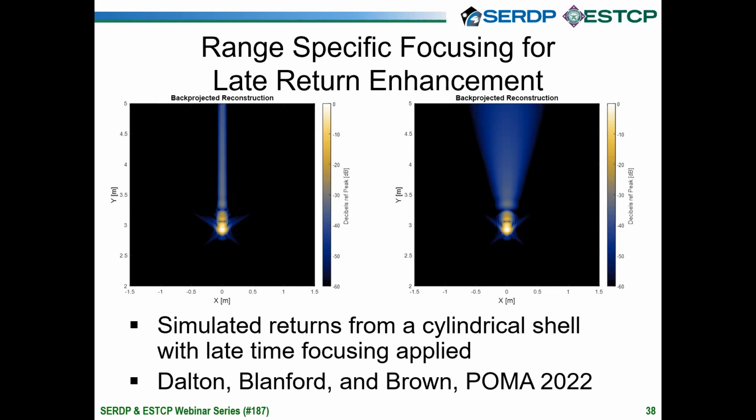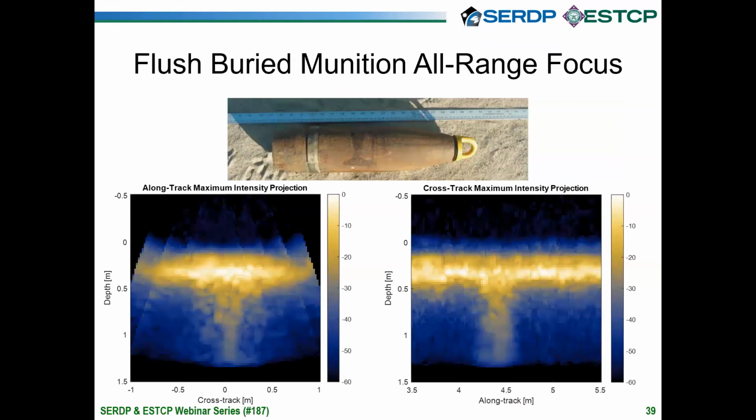So by locking into a range specific focusing algorithm for the remainder of this image, what we can see is the energy that was distributed over a wide range of pixels here has now been collapsed into a narrowly focused tail behind the target, and the overall level in that tail has been boosted. So given this kind of promising initial result, the hope was we could carry this over to field data, and that's exactly what we've done.